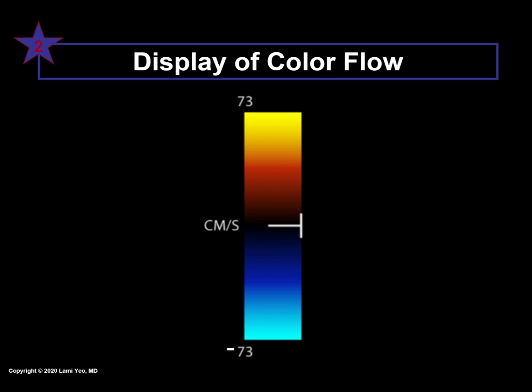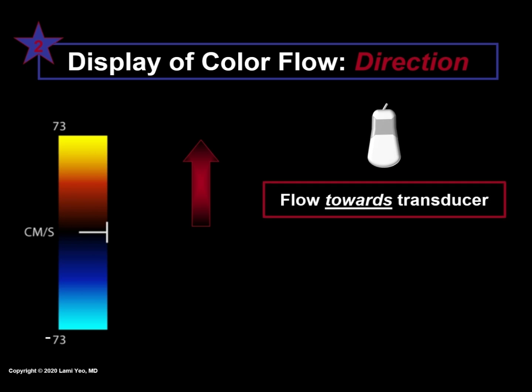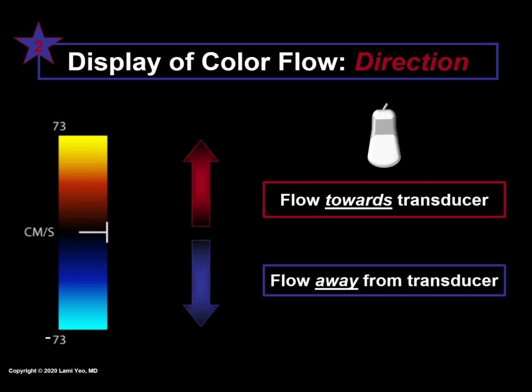Let's focus first on the direction of blood flow relative to the transducer. A common misconception is that red means artery and blue means vein. This is not correct. Conventionally, color flow displayed in red means there is flow towards the transducer, while color flow displayed in blue means there is flow away from the transducer. Please note that some ultrasound machines allow the color bar to be inverted. When inverting the color bar, this will also invert the color displayed on the sonographic image.